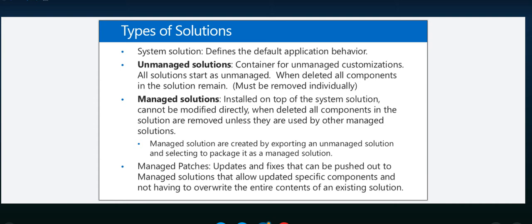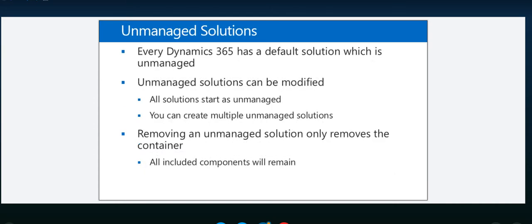So let's look at those different types individually, and we'll start off with the unmanaged solution. As I mentioned, all Dynamics 365 organizations have a default solution, and that one is unmanaged. You don't really open it up directly in the solution manager, but you can open it up from other views. Unmanaged solutions can be modified, and as I mentioned, all solutions are unmanaged in the beginning. Later on you can export them as managed, but they all start off as unmanaged.